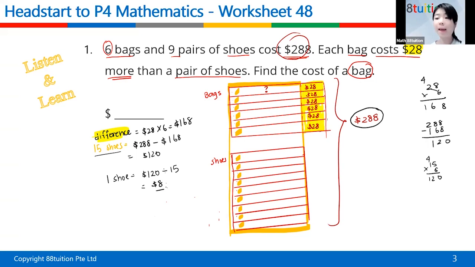So I'm not done. I now have the price of one pair of shoes. Wensing, the next step, I can find the cost of each bag. Agree, Wensing? How do I find each bag? I take $8. What do I do with it? Wensing, what do I do to find the cost of the bag?